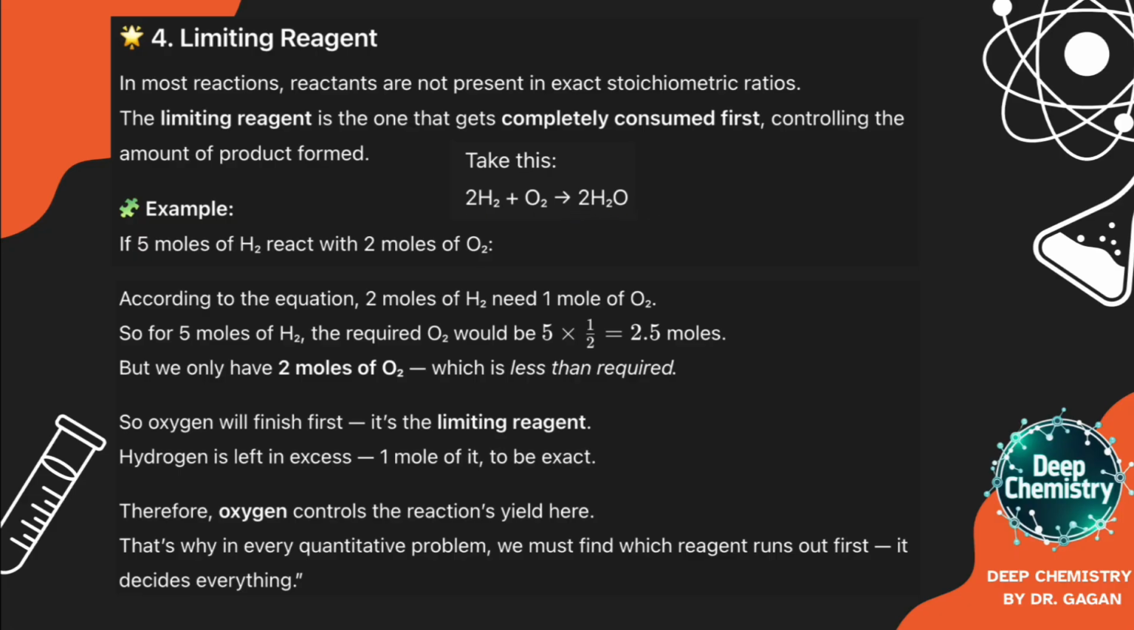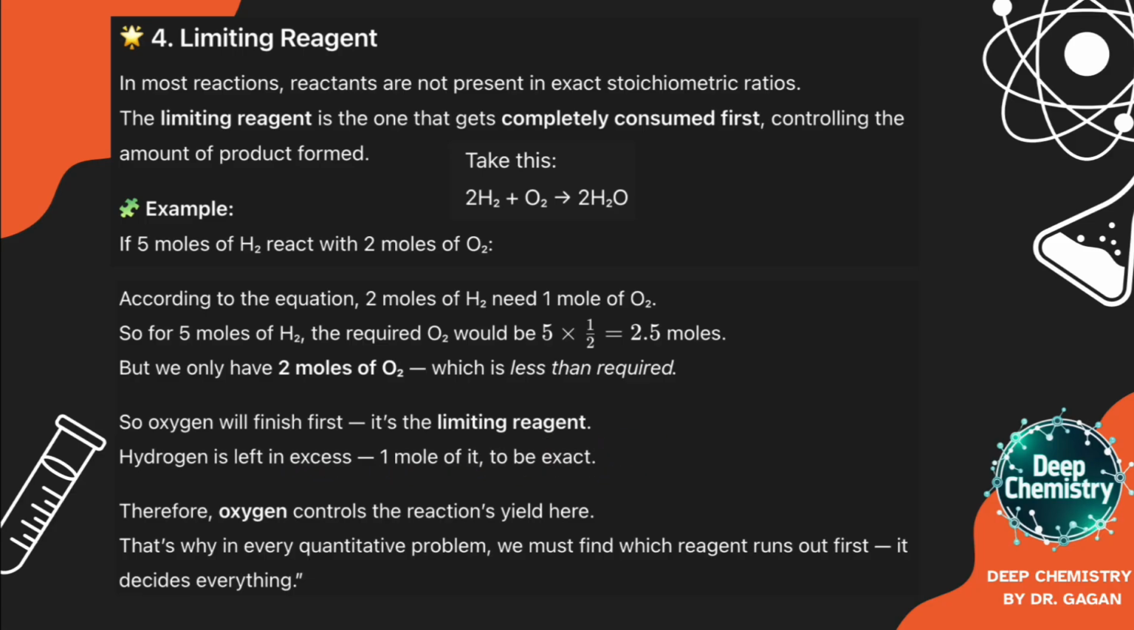2H2 plus O2 give rise to 2H2O. Suppose we have 5 moles of hydrogen and 2 moles of oxygen. According to the equation, 2 moles of H2 need 1 mole of oxygen. So for 5 moles of H2, the required O2 would be 5 into 1 by 2, that is equal to 2.5 moles, but we only have 2 moles of oxygen, which is less than required, so the oxygen will finish first. This is the limiting reagent.